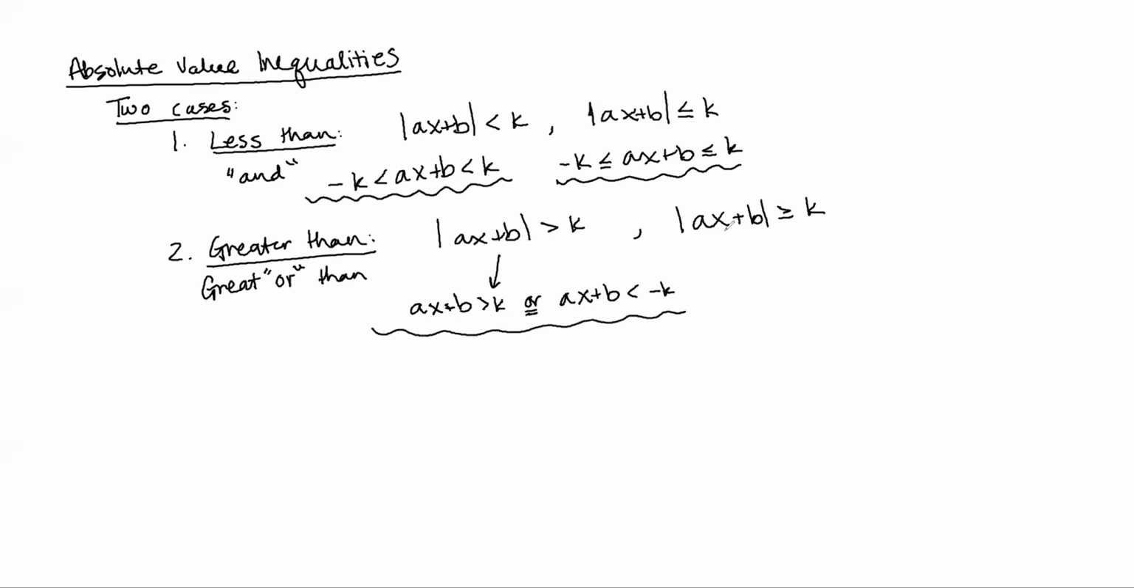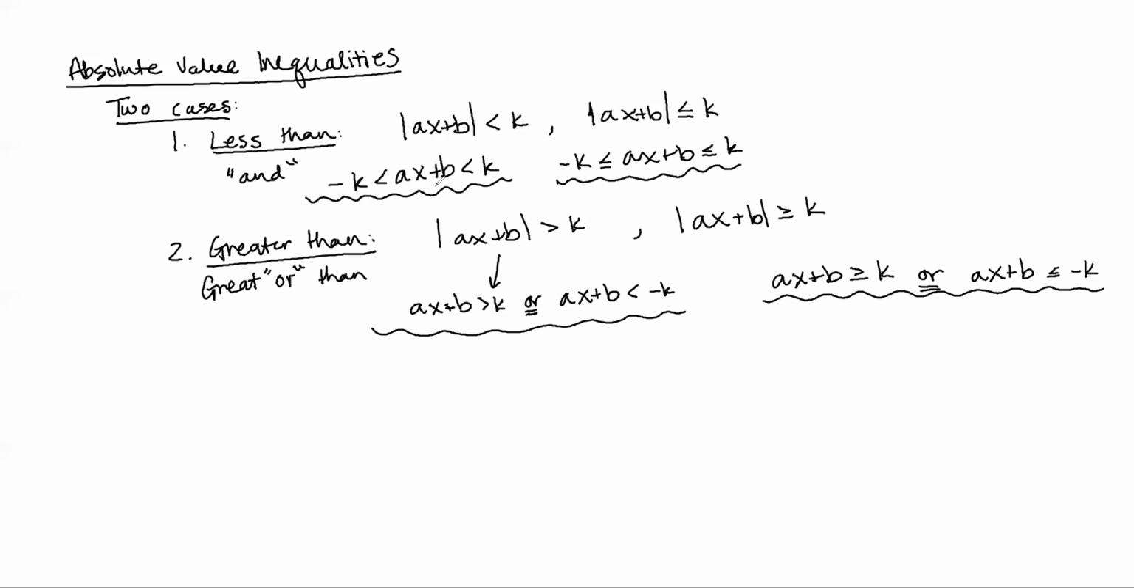Same exact thing with a greater than or equal to. You're going to have ax plus b, keep the original, greater than or equal to k, or ax plus b, flip the inequality, change the sign. So less than or equal to negative k. The big thing here is if it's a greater than, it's an or. If it's a less than, it's an and. So we write it as a compound inequality.